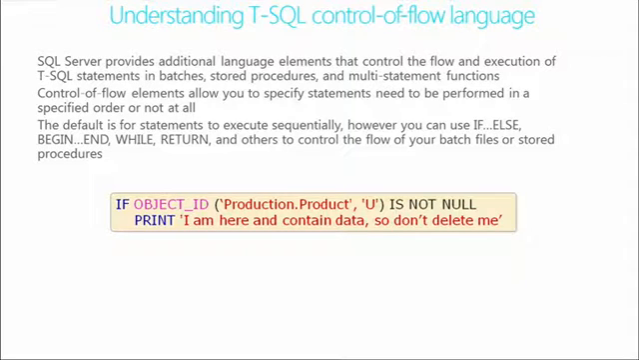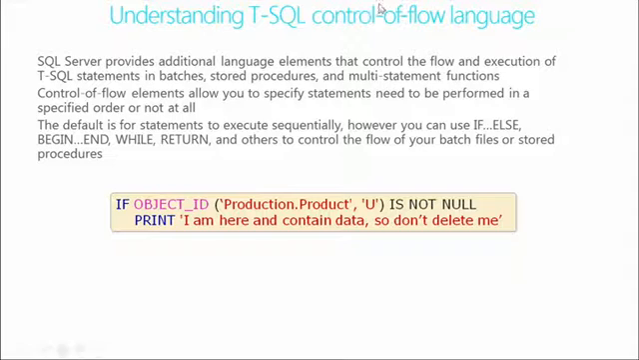The default is for statements to execute sequentially. But we can throw things in there like an if-else, a begin and end, a while, or a return. And that's going to control what happens. So instead of just going sequentially down through the batch file, it's actually going to control, using some of these control flow language elements, to be able to decide what rows or where we want to go within that batch.